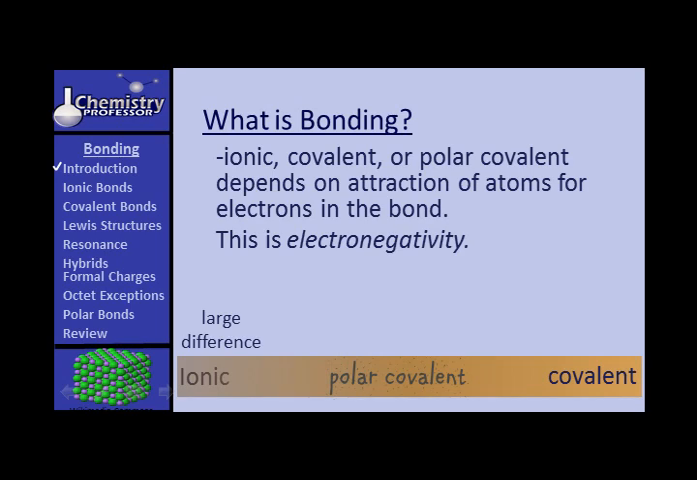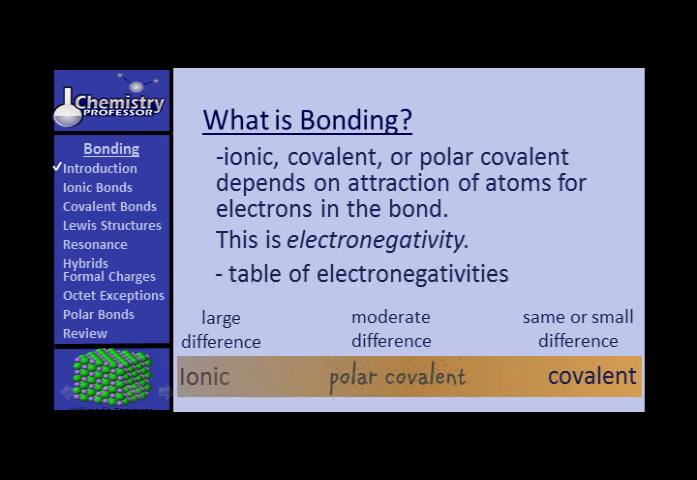Over here in the area of ionic bonds, we will have a very large difference in the electronegativity between two particles. We will have a moderate difference in the polar covalent bonds, or we may have the same or a small difference in the purely covalent bonds. And later on, we will talk about the case of covalent bonds occurring when there is no net dipole moment. But that's a conversation for a little later in this unit.